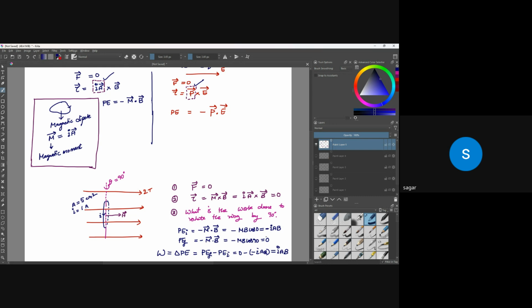Everything is given, right? I is 1 ampere. Area is 5 centimeters square, so obviously you will have to convert that into proper units. 5 centimeters square is 5 into 10 power minus 4 meters square. Into magnetic field is 2 Tesla. So 10 into 10 power minus 4 joules, right? It's 10 power minus 3 joules or 1 millijoule. That's how we can find out the torque and also potential energy. Using that, we can also find out work done. All these questions can be asked.